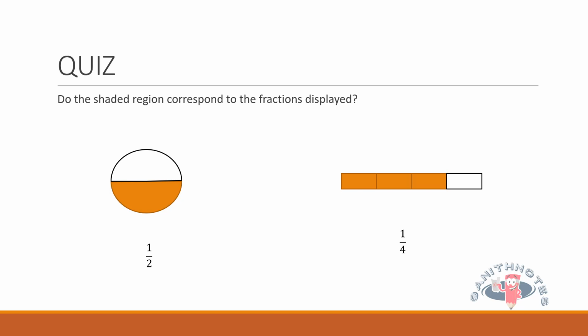So I'll just take you to a quiz. Let's see the figures given here. The question is like this: do the shaded regions correspond to the fractions displayed? In the first one, we have a circle divided into two parts, and a part of this circle is shaded in orange color. Does the shaded region of figure 1 correspond to the fraction displayed? It's given as 1 by 2, which is correct. The next figure is a rectangle with 4 parts, out of which 3 parts are shaded. It is asking whether the shaded portion corresponds to 1/4 of this figure or not, which is incorrect. So the first one is correct and the second one is incorrect.